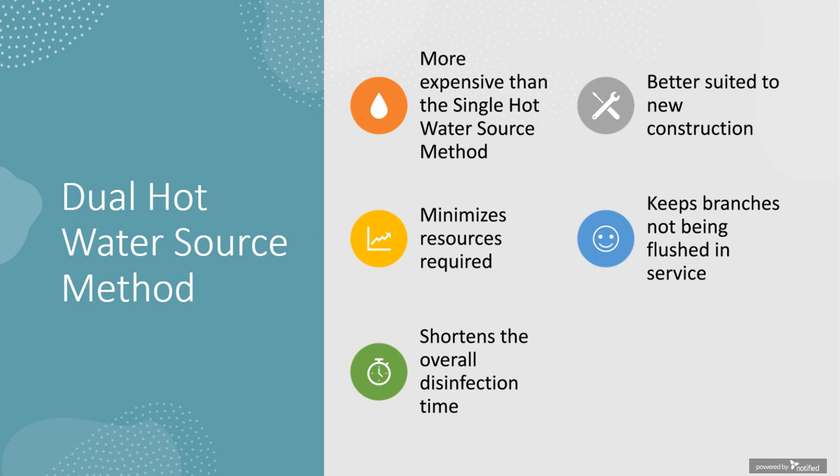So to summarize the dual hot water source method, it is more expensive than the single hot water source method. Why? Well, we have 2 hot water heaters, an additional supply line, and 3-way valves versus 2-way valves, even though there won't be that big of an expense difference for a 3-way valve versus a 2-way. This type of implementation is obviously better suited for new construction because it'll be a lot easier to put that additional supply line and hot water heater in under new construction. The big advantage of this system over the other one is it keeps all of the branches not being flushed in service. And again, because it's automated, it minimizes resources required and shortens the overall disinfection time.